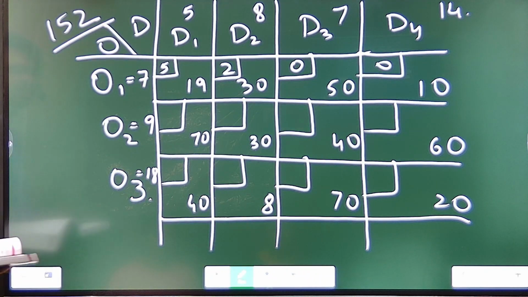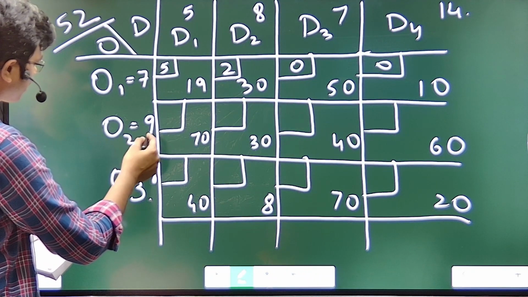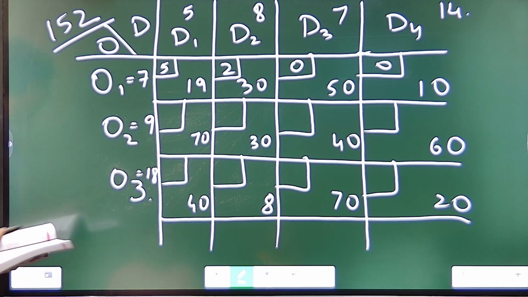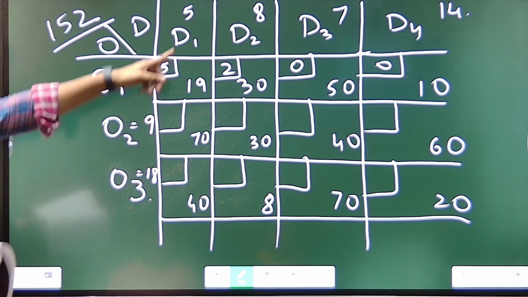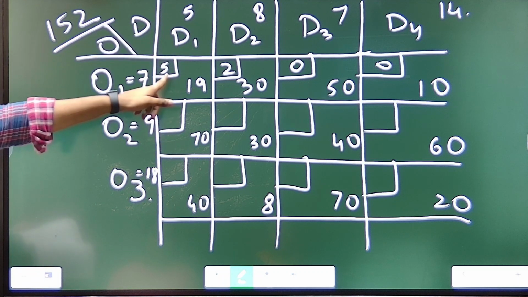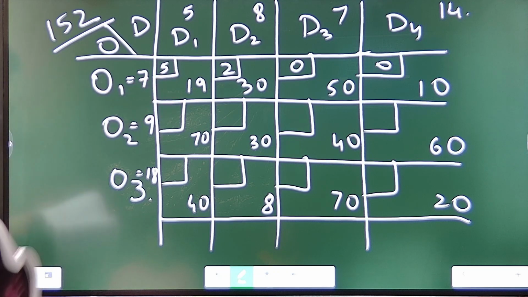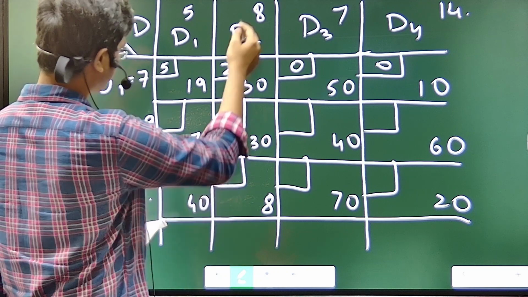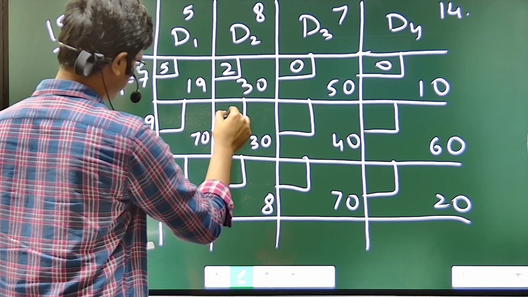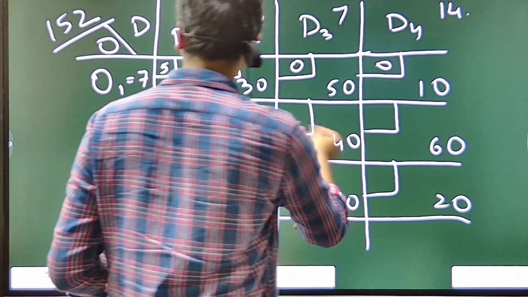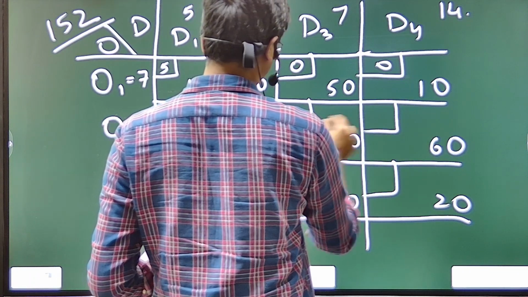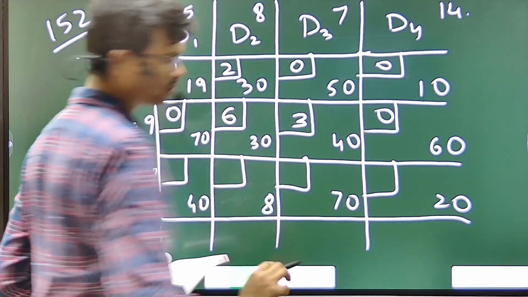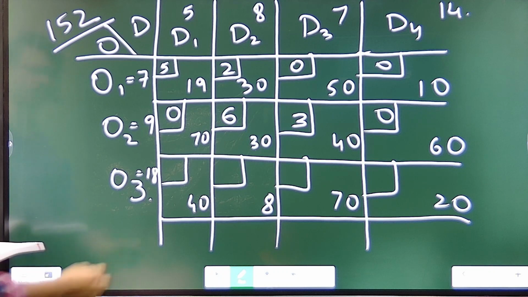Okay, similarly you have 9 units, but this is already full, right? D1 does not have any capacity. You have already filled the capacity of 5 units here. So next you will come here. How much capacity is left? 6. You will come here. How much can we distribute more? 3. You are done. Okay? You are 18.